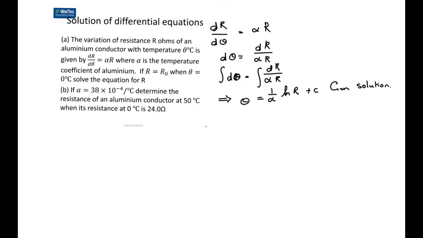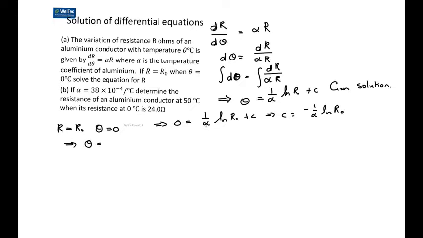Now we're given some conditions. We're given that r equals r naught when theta is 0. So we can put those in. So we can say then that 0 equals 1 over alpha natural log r naught plus c. So that gives us that c is equal to negative 1 over alpha natural log r naught. So we can put all that together now. So theta is equal to 1 over alpha natural log of r minus 1 over alpha natural log of r naught, which we could take out a common factor of 1 over alpha.